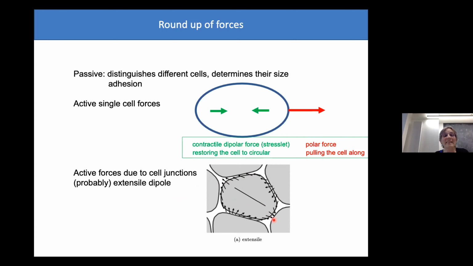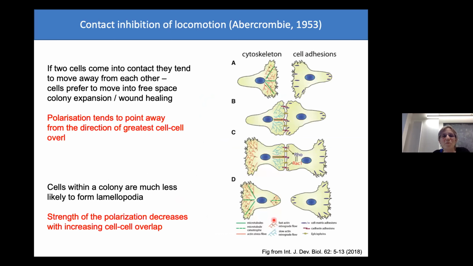This is the best guess at the moment. Just briefly talk about something else, which I think is going to be important and which we've started to put in the model, but not really got any results yet. And this is a thing called contact inhibition of locomotion.